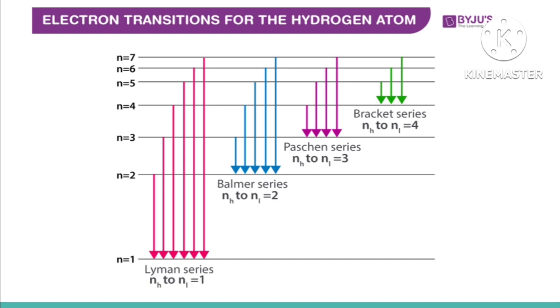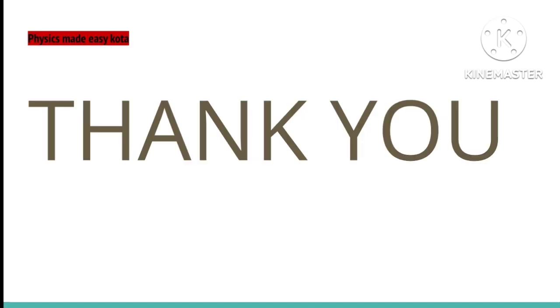And for the Brackett series, the spectral lines are emitted due to the transition of an electron from any higher orbit, that is n equal to 5, 6, 7, 8 and so on up to infinity, to the fourth orbit, forming the spectral series known as the Brackett series. In this way we get the next one, the Pfund series. So these are the spectral lines of the hydrogen atom. All these series have their particular wavelength.